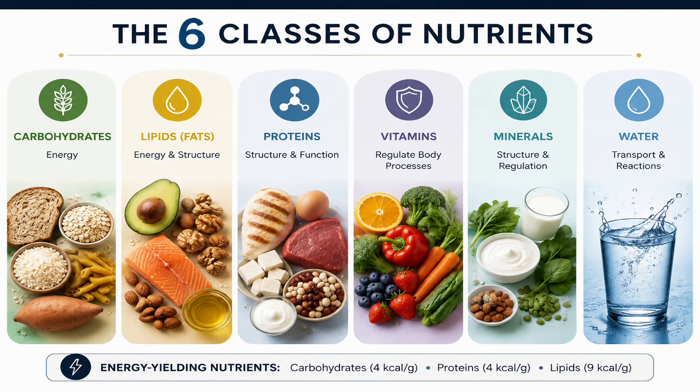So we can also classify the nutrients chemically. So carbohydrates, lipids, proteins, and vitamins are organic compounds because they contain carbon. Minerals and water are inorganic.